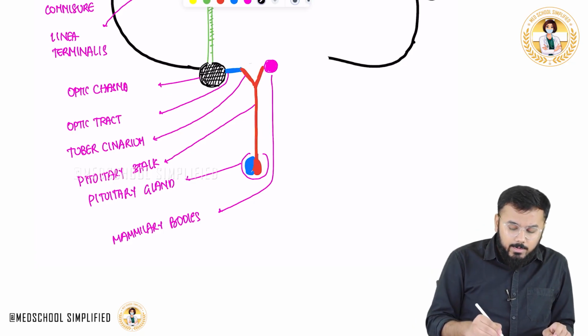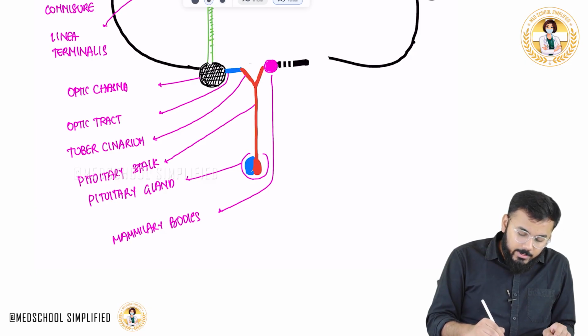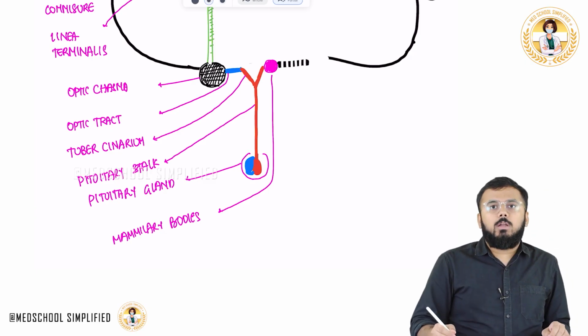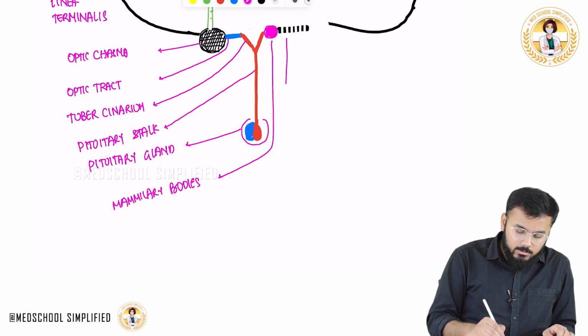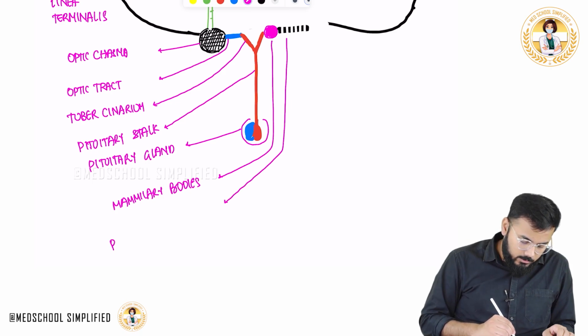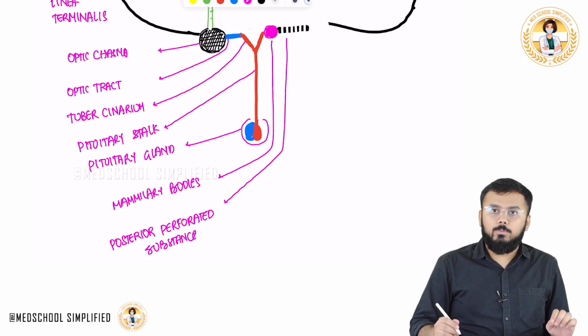Now behind these mammillary bodies, this tissue whatever is there here has got some separations. You see these separations? These are called perforations. This is called the posterior perforated substance. What is this? This is called the posterior perforated substance.